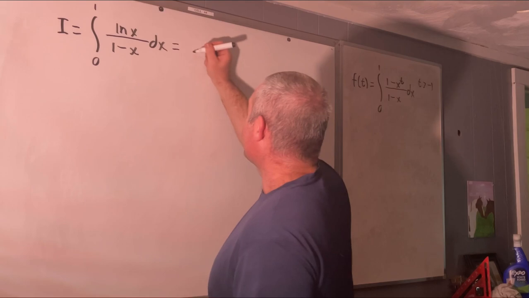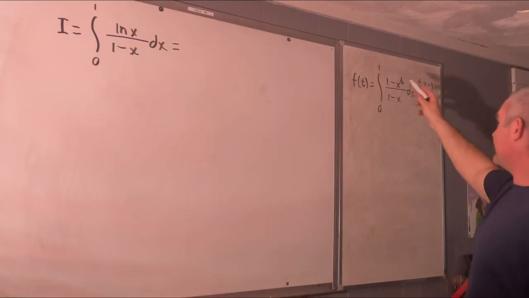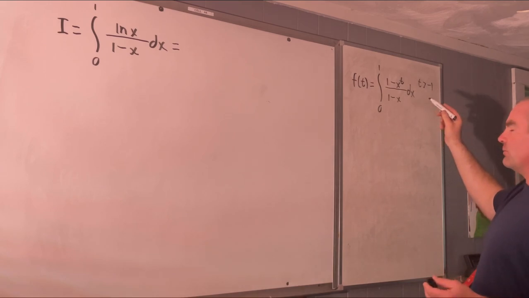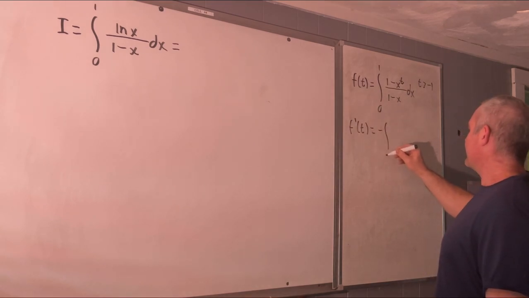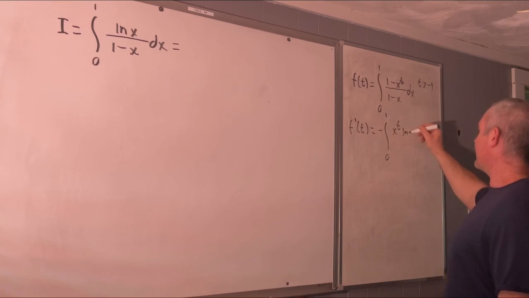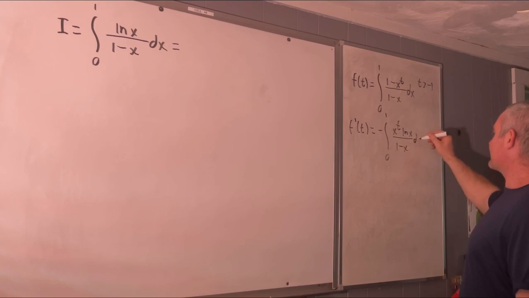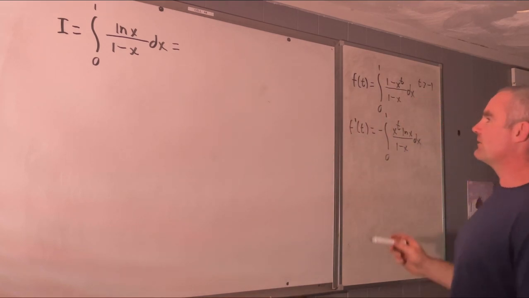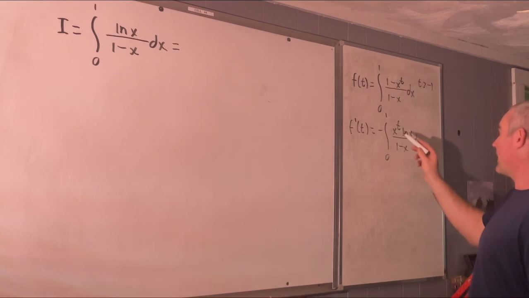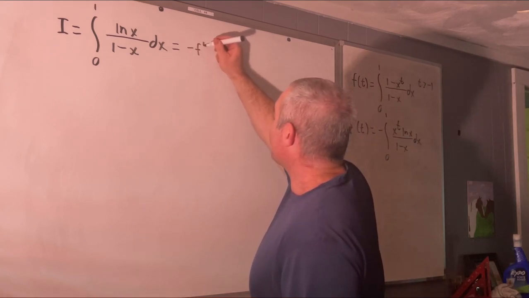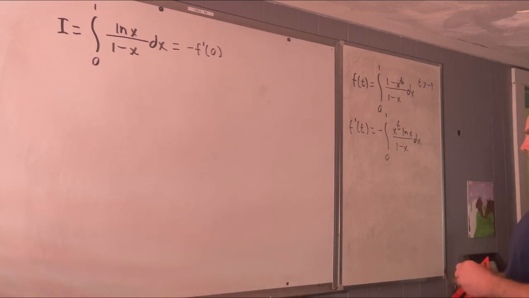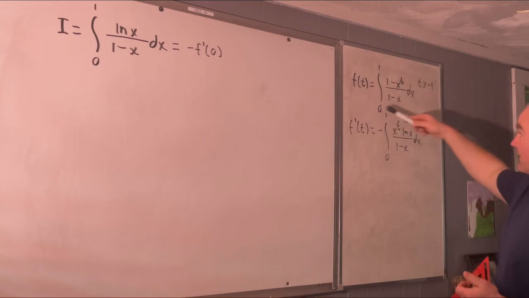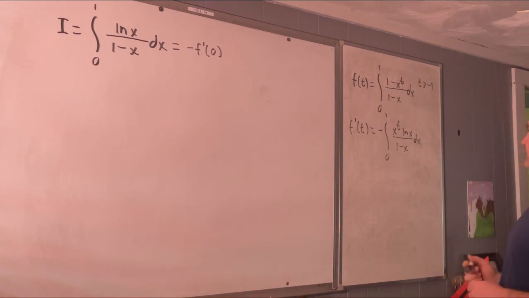I'm not going to perform the differentiation. You guys should be pretty good with that already. Well, yeah, I will. So f prime of t is going to be equal to negative integral 0 to 1 of x to the t natural log x over 1 minus x dx. And then we can see that our original integral is going to be negative f prime evaluated at 0. So yeah, that's a much better reparameterization, since the other one gives you an integral that doesn't converge for any values of t, whereas this one does. So much better.